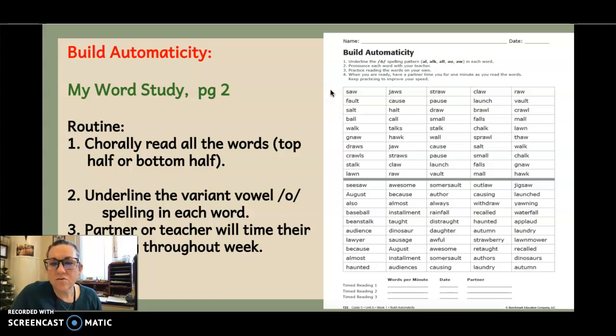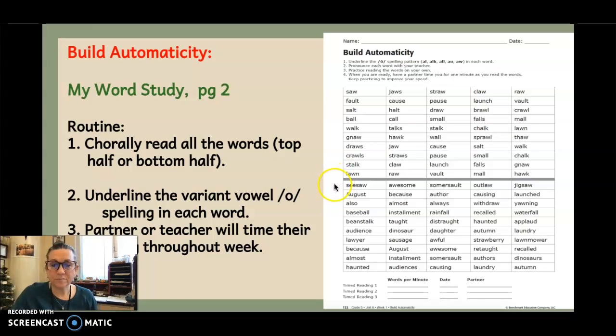Saw, jaws, straw, claw, raw, fault, cause, pause, launch, vault, salt, halt, draw, brawl, crawl, ball, call, small, falls, maul, walk, talks, stock, chalk, lawn, gnaw, hawk, wall, sprawl, thaw, draws, jaw, cause, salt, walk, crawls, straws, paws, small, chalk, stock, claw, launch, falls, gnaw, lawn, raw, vault, maul, hawk.